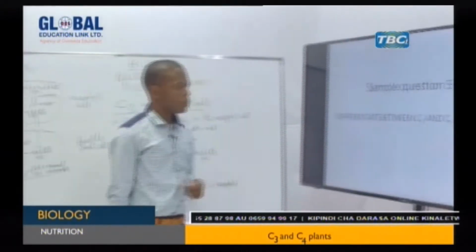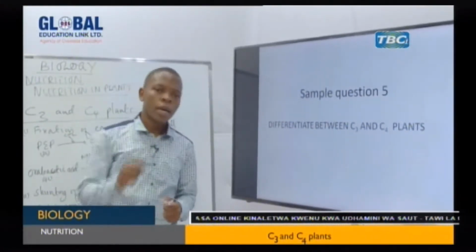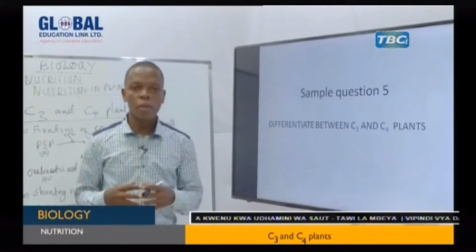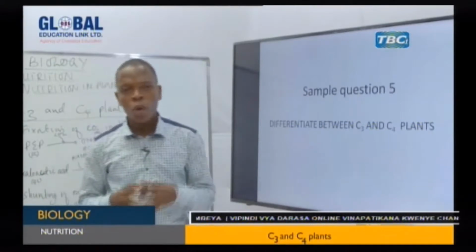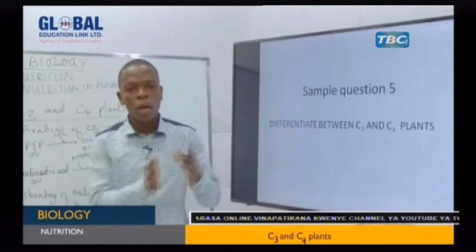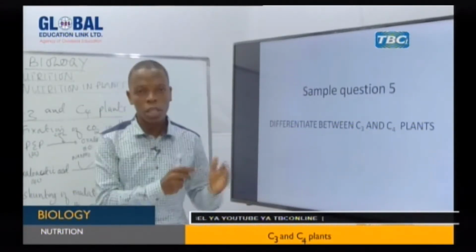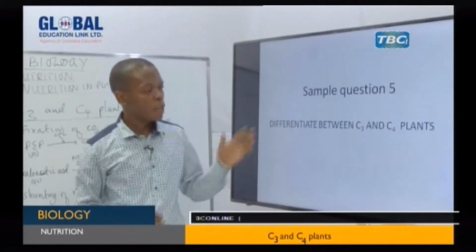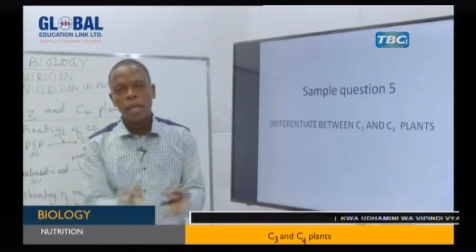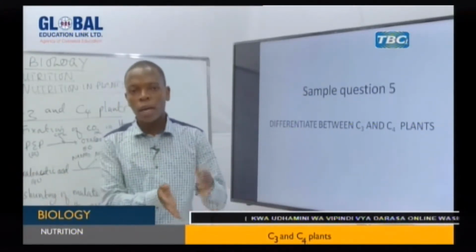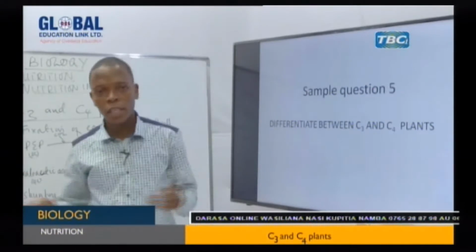Next: differentiate between C3 and C4 plants. Students, as I told you, in different subjects we have different ways of answering questions. In biology, when you are asked to differentiate between A and B, what you are supposed to do is to know the criteria for differentiating the two. What's the difference between a C3 plant and a C4 plant? First of all, you need to use different criteria.